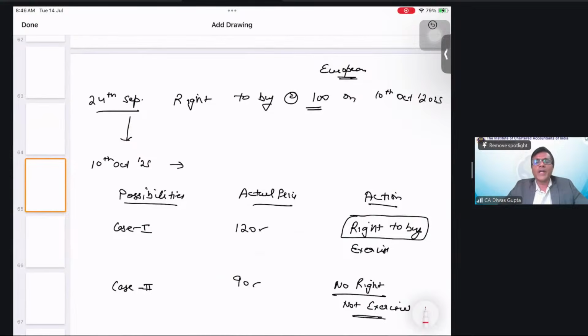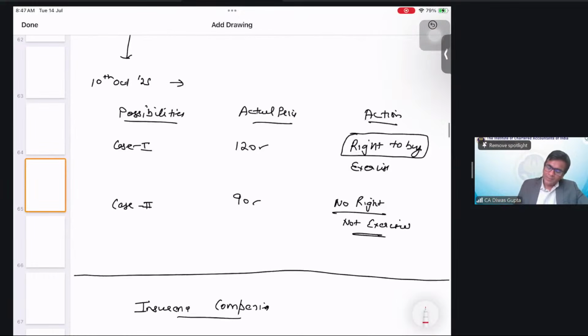So on 24th of September, a right to buy at the rate of 100 on 10th of October. So what is this? This is a European option. Okay. Now on 10th of October, there are different possibilities. Let's say the actual price is 120 or 90. If the actual price is 120, students, I have a right to buy at 100 for which the actual price in the market is 120. Can I say that I have a benefit here? Yes, I have a benefit. I have a right. I will exercise the right. I will purchase at 100 rupees. I will not purchase at the market price of 120. Right? So I have a 20 rupees benefit.